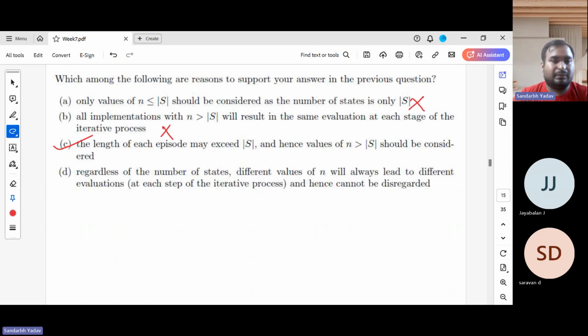Okay, and the last option: regardless of the number of states, different values of n will always lead to different evaluations and hence cannot be disregarded. So this is also wrong. This cannot be the reason. The issue is with the word always. Sometimes it might happen, but not always.